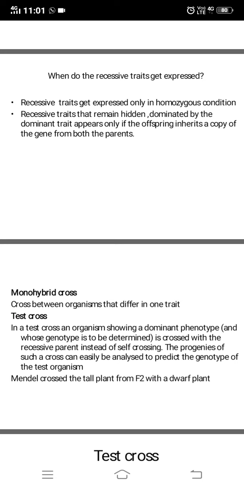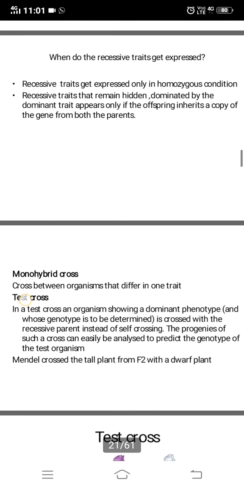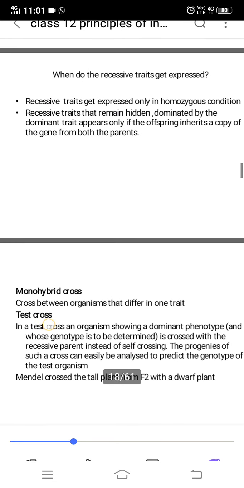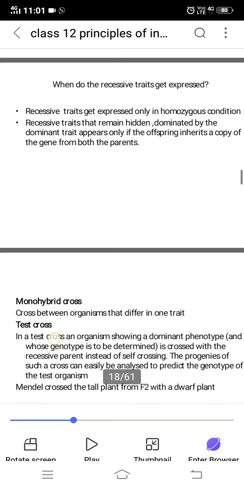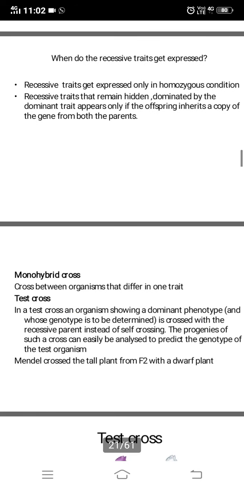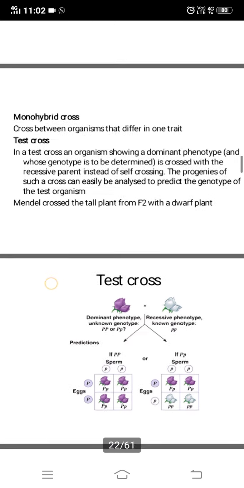The progenies of such a cross can easily be analyzed to predict the genotype of the test organism. Whatever progeny you get, with that we can identify whether the parent was capital T capital T or capital T small t. So Mendel crossed the tall plant from F2 with the dwarf plant.